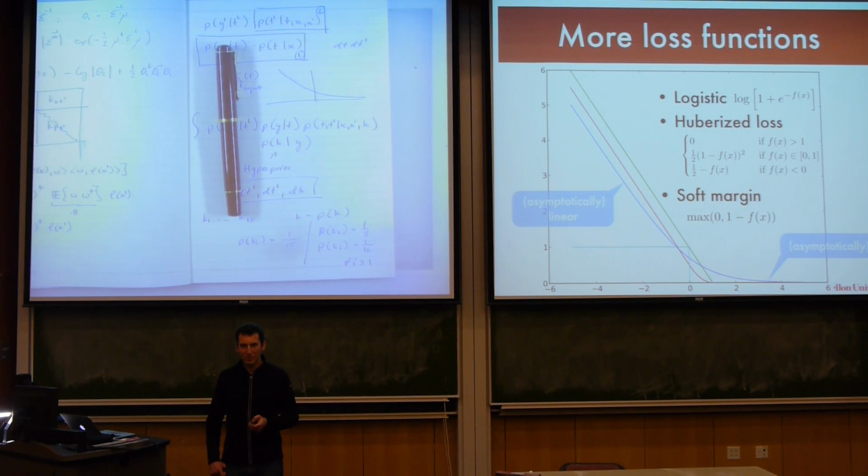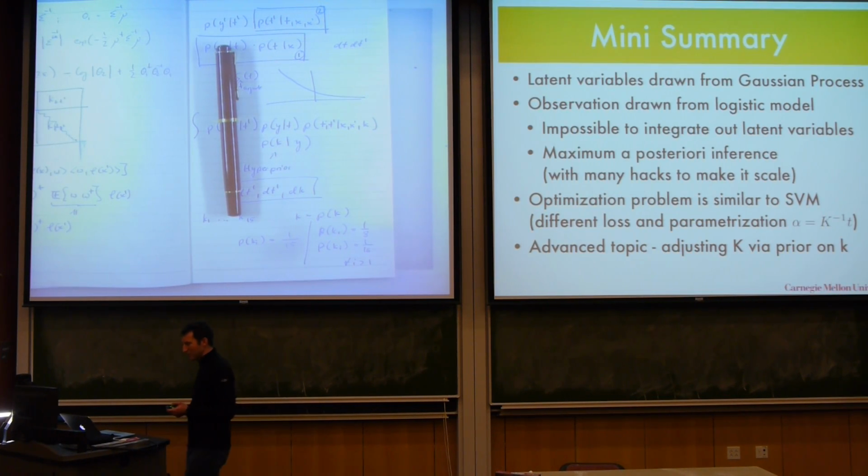And to my knowledge, there's no really definite answer about which one works better in general. As a rule of thumb, if you have very low noise data, then the SVM will do extremely well. If you have fairly noisy data, the logistic will do really well. Okay. And this sums up Gaussian process classification.